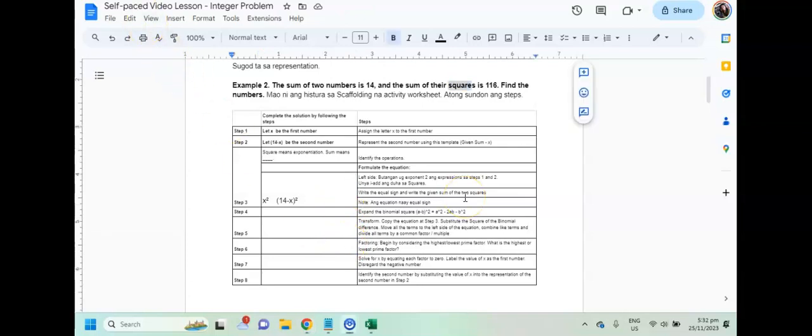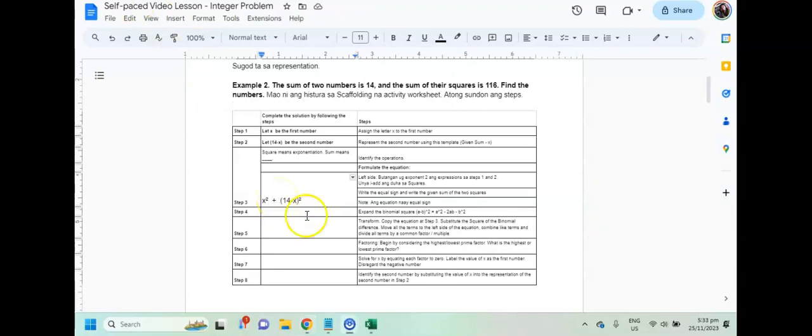Unsa man ang laing keyword aside from squares, or unsaon man nato ang mga squares? Unsaon nato ang x squared, o unsaon pud nato ang 14 minus x squared? Sakto, atong i-add ang squares because of the keyword sum. There's a keyword sum of their squares. So, i-add ang squares sa x o ang squares sa 14 minus x. Unsa man ang symbol sa add? Yes, the plus sign. So, magsuwat lang og plus sign.